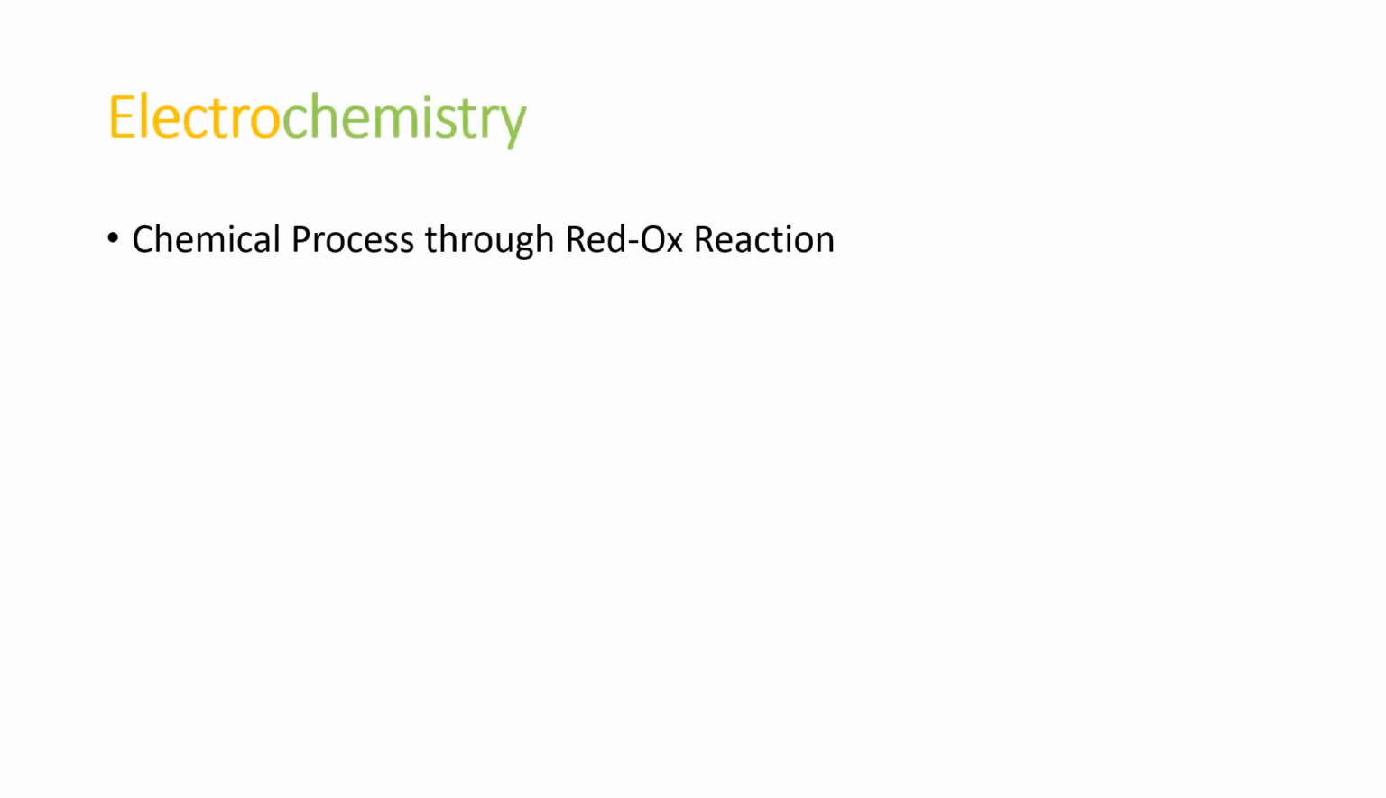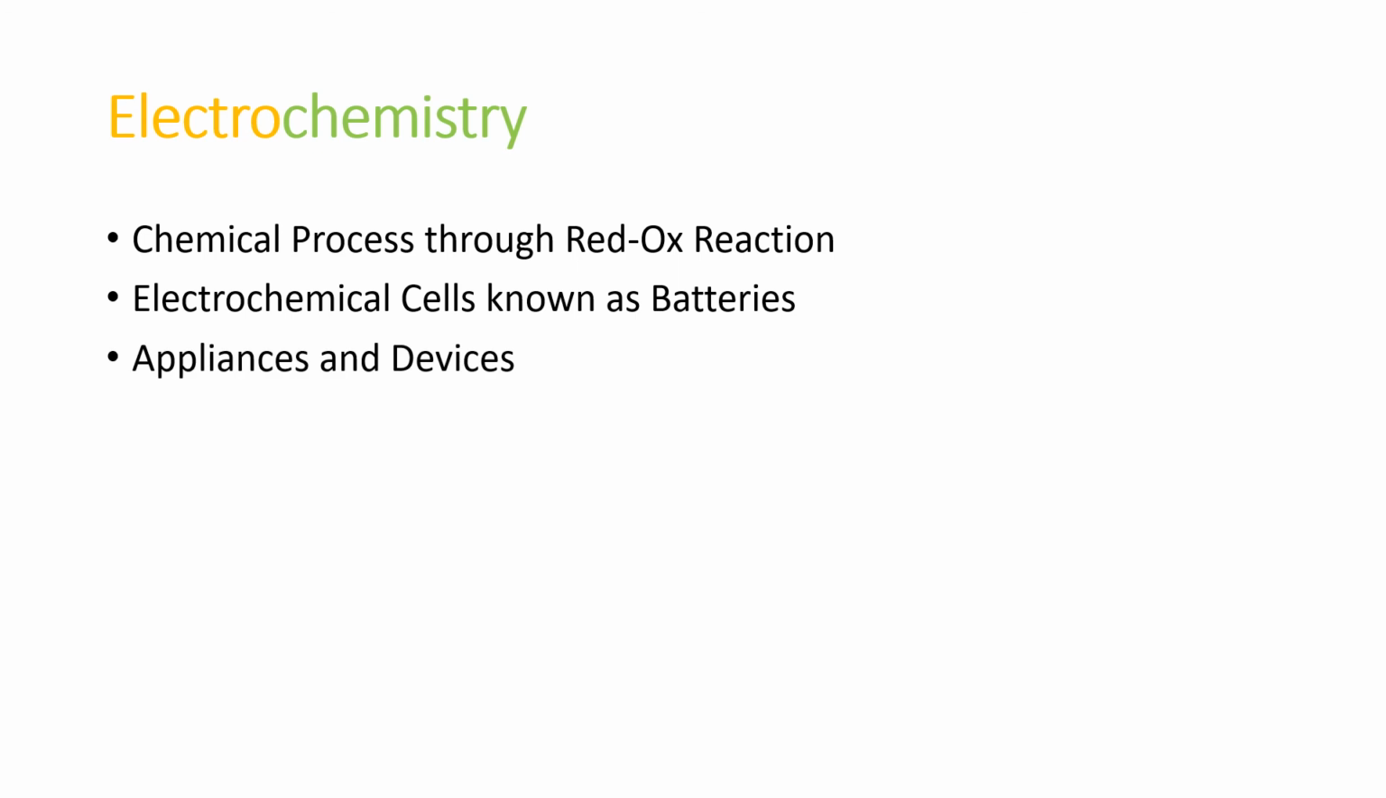To conclude, electrochemistry involves a chemical process called redox reaction that causes electrons to move in the form of electricity. Using this process, electrochemical cells can be manufactured such as galvanic or electrolytic cells, which are better known as batteries. These serve as power sources for most of our appliances and devices that we use in our daily lives.